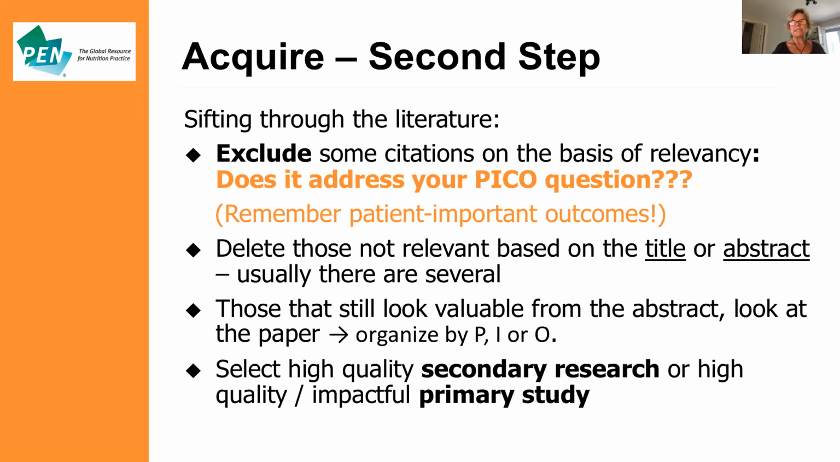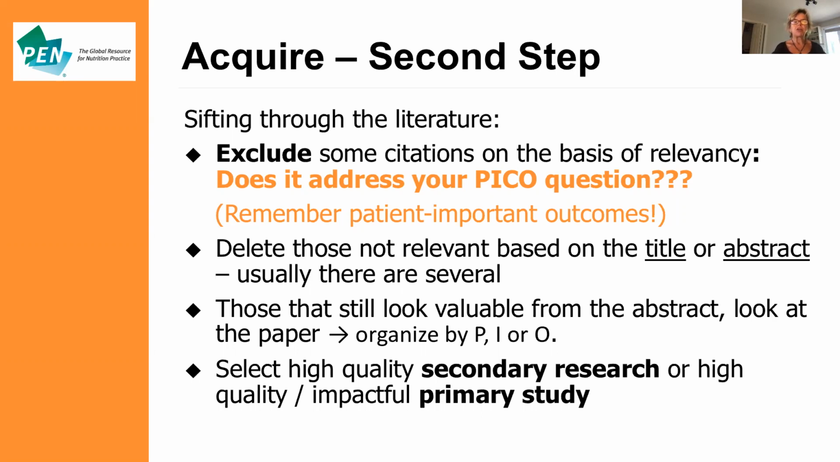So many studies right away can be excluded just by looking at the title or the abstract. And when you start to look a little bit more deeper into the studies, it's good to start to organize them either by population. You might be looking at adults or children, or by the intervention.